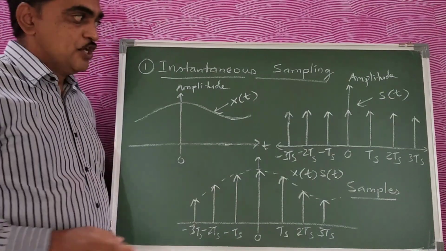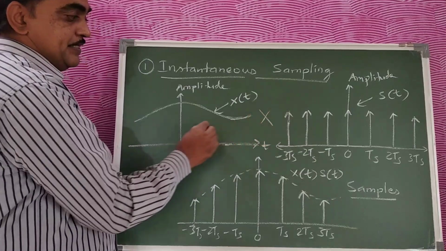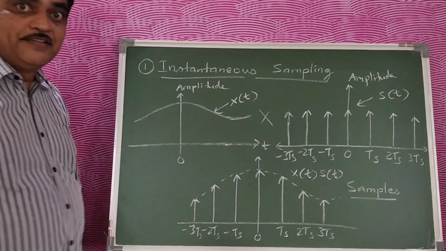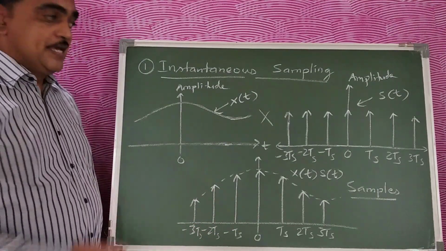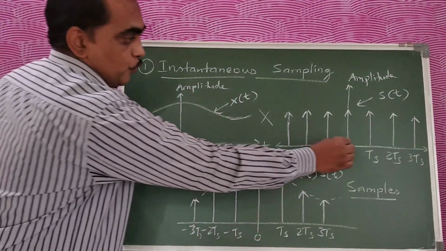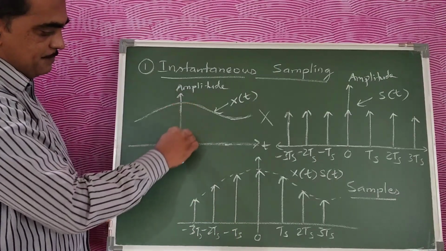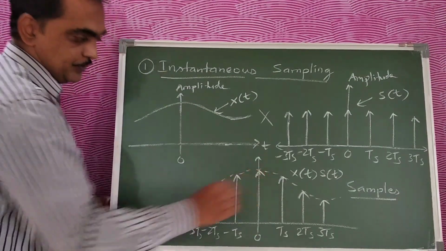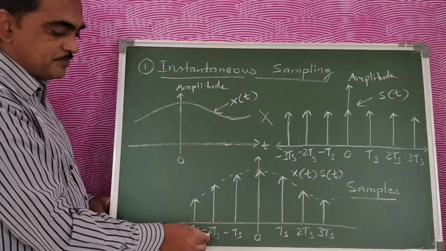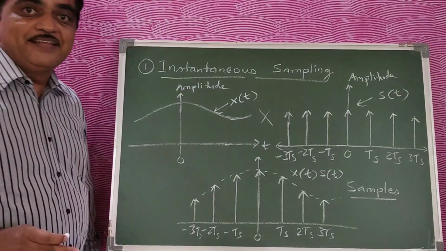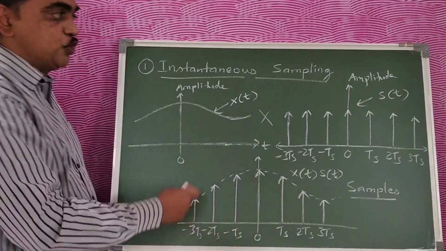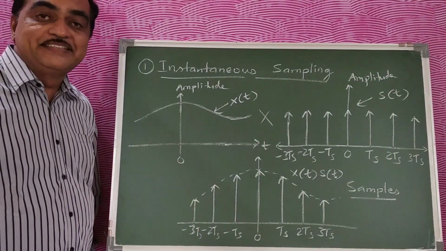Now when you multiply the analog wave by these impulses, you will get something like this, where the impulses' amplitude will vary according to the analog signal. So here you can see the impulse at 0, which was so much, has taken this amplitude over here. Similarly, the impulses at T, 2T, 3T, and here -T, -2T, -3T, all will take the instantaneous value of the analog signal amplitude. And this is how you can show your ideal sampling or instantaneous sampling.